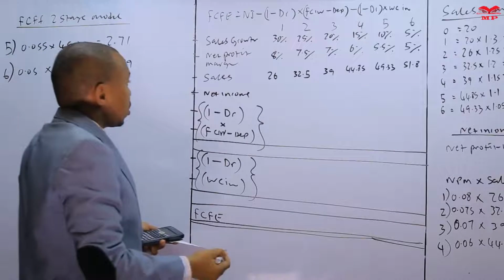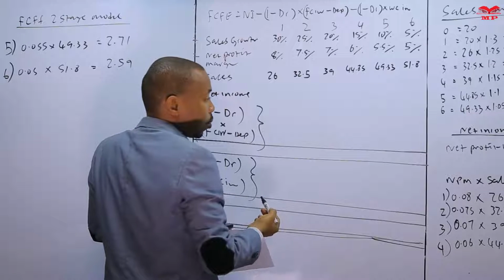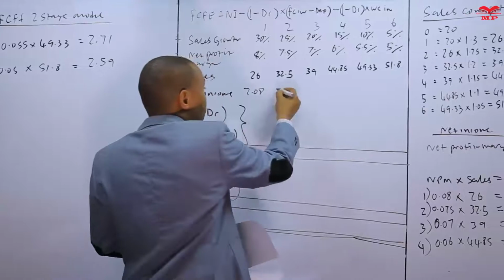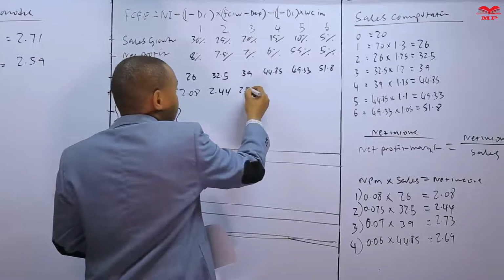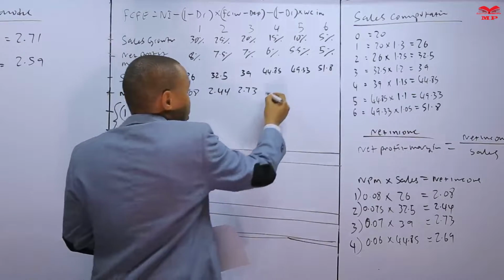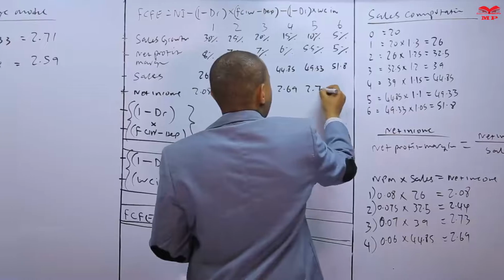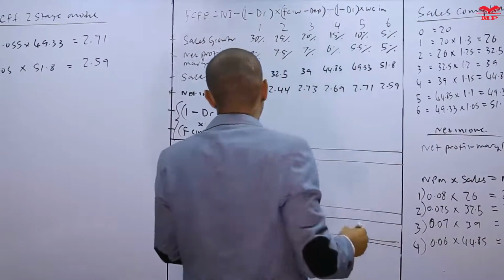Now we slot in the values on our summary table here. So we have 2.08, then we have 2.44, 2.73, 2.69, 2.71, 2.59. There.